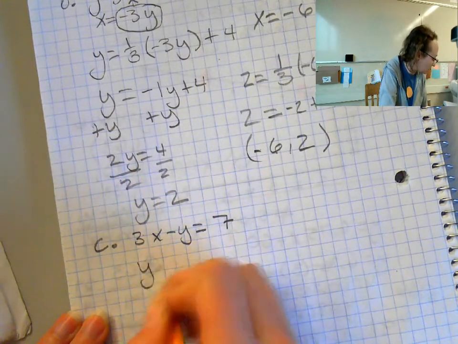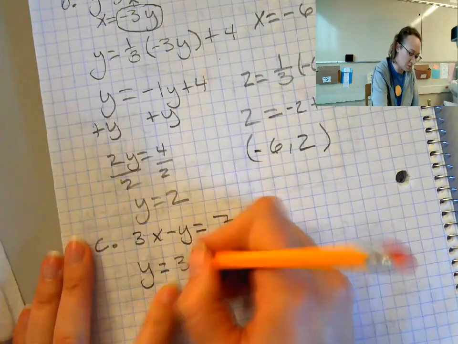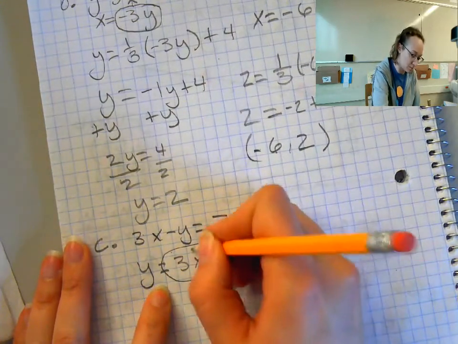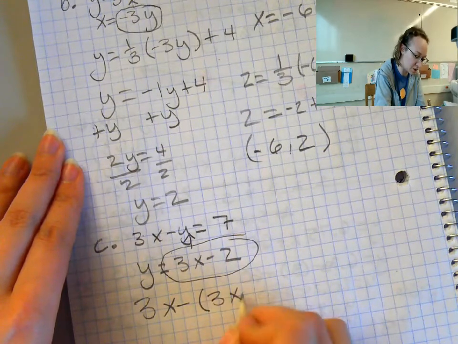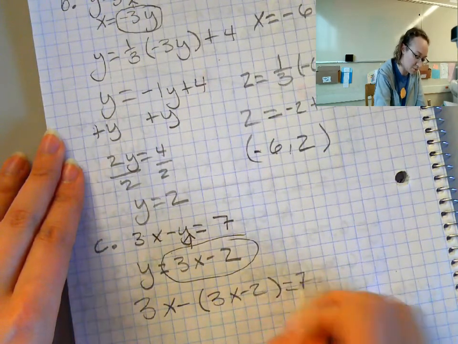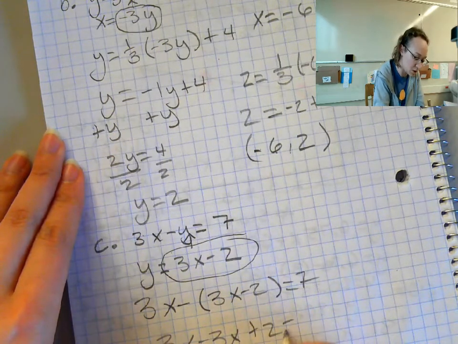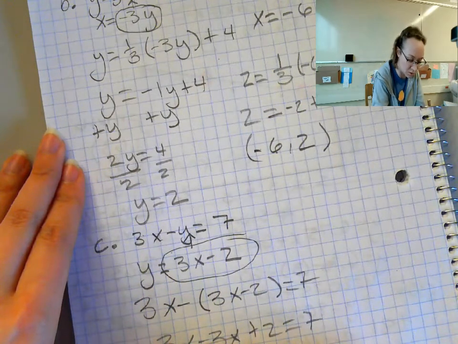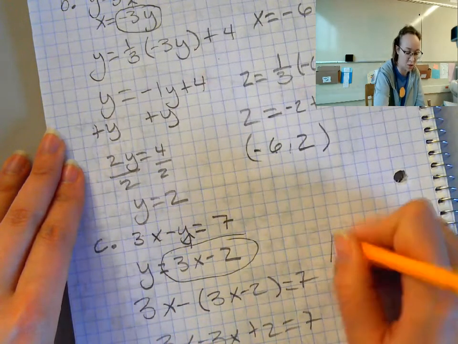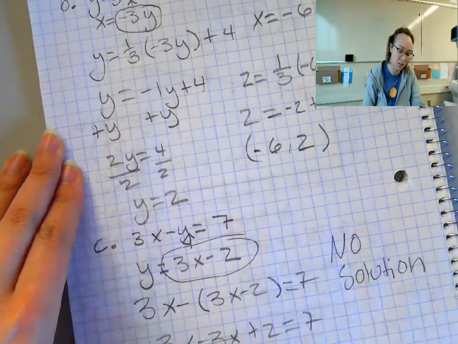So y equals 3x minus 2. I'm going to use substitution again. Put that in place of the y. So 3x minus, in parentheses, 3x minus 2 equals 7. So 3x minus 3x plus 2 equals 7. Those are going to cancel. I just get 2 equals 7. That means no solution. Unfortunately, there's no way to check that answer other than just going back over your work and making sure that it looks good.